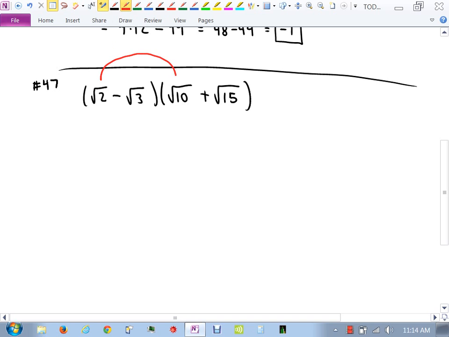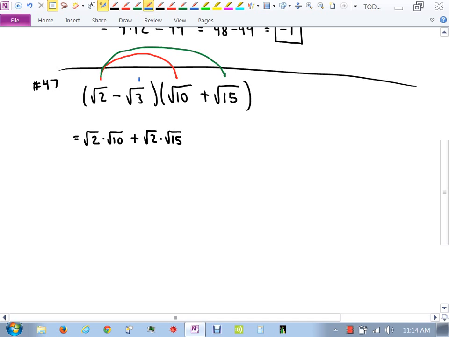Square root of 2 times the square root of 10. I'm just going to write that down. Root 2 times root 10. Then I'm going to do root 2 times root 15. Now, is that going to be positive or negative? Am I going to say plus or minus that? Plus, because they're both positive. So plus root 2 times root 15.